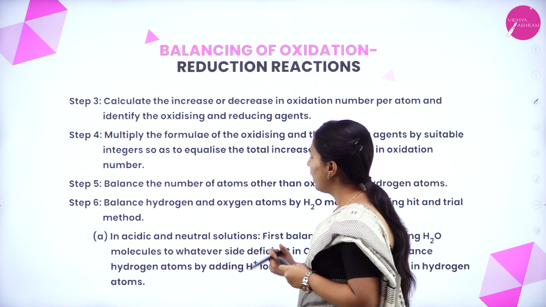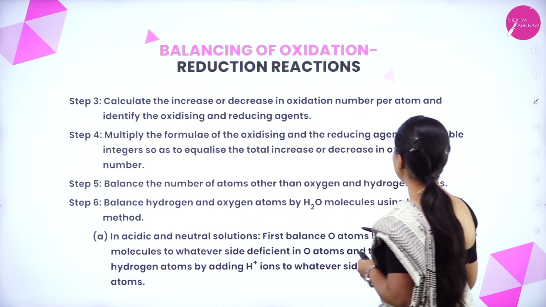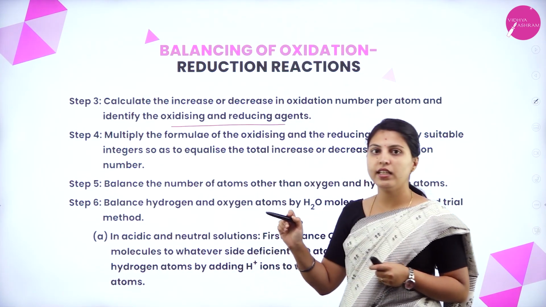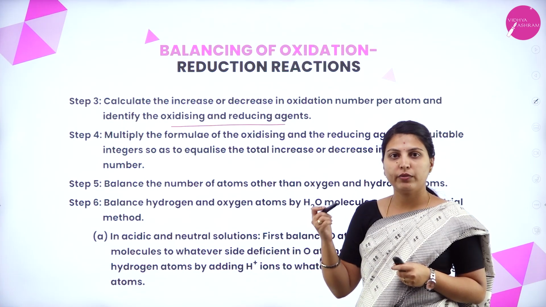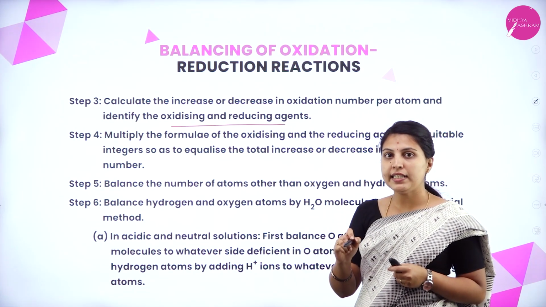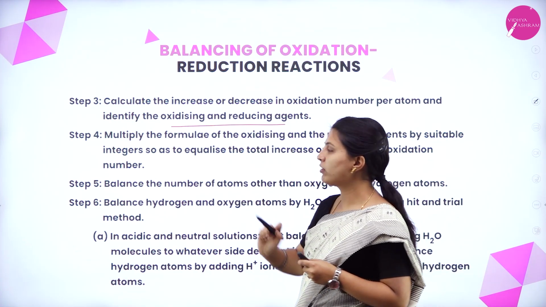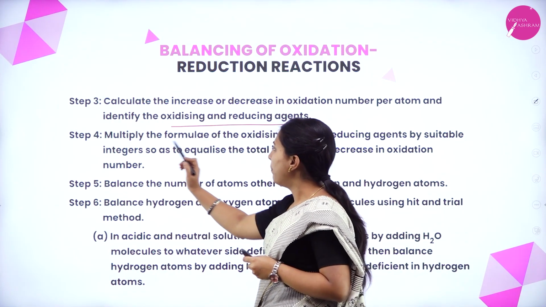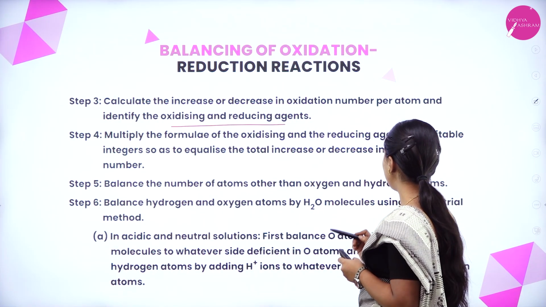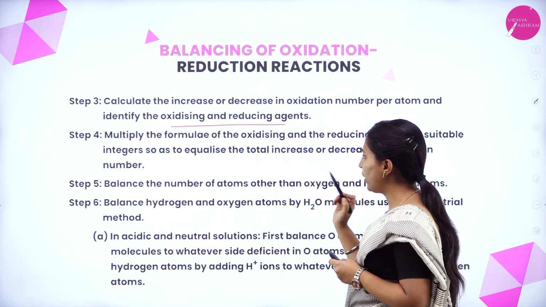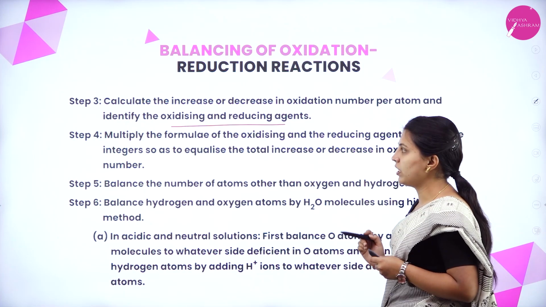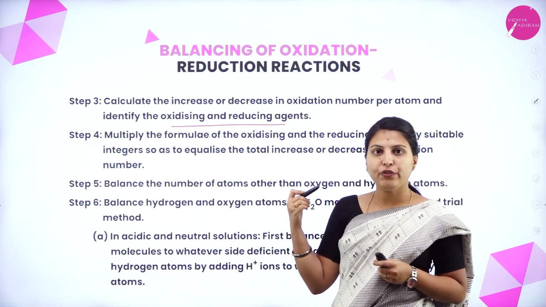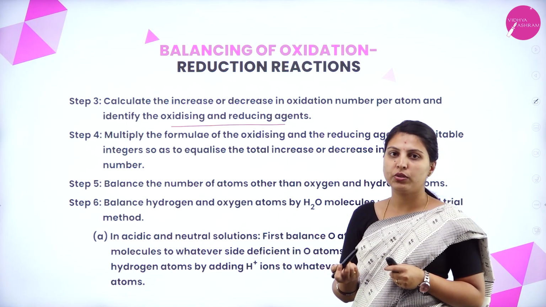In step 3, calculate the increase or decrease in oxidation number per atom and identify the oxidizing and reducing agents. After analyzing which element is undergoing changes in oxidation number, you have to find out which is the oxidizing agent and which is the reducing agent. Step 4: multiply the formula of the oxidizing and reducing agents by suitable integers so as to equalize the total increase or decrease in oxidation number.